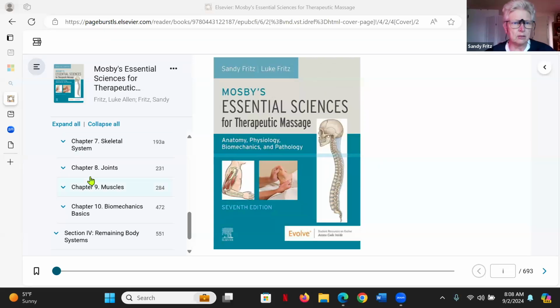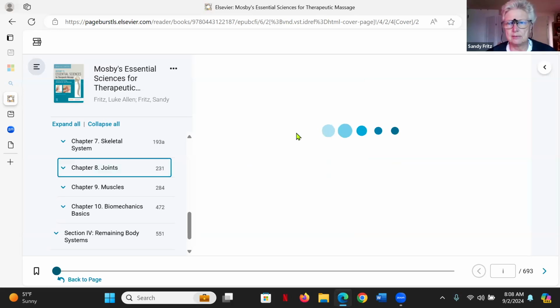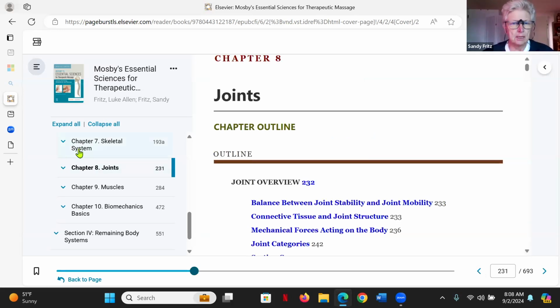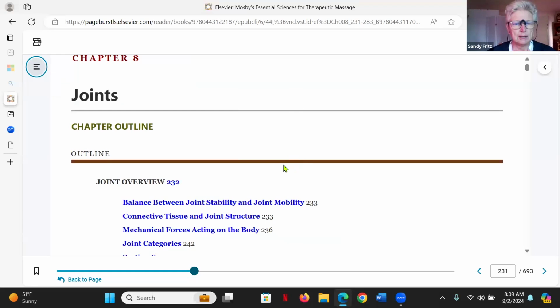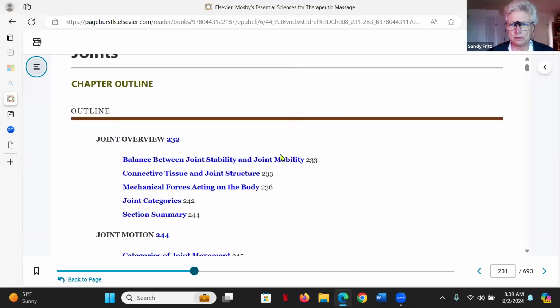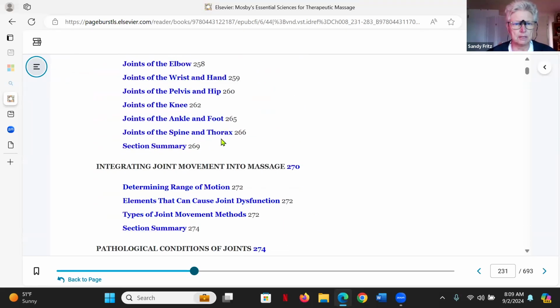So chapter 8, let's open that one up, is the second chapter in our kinesiology section. We just went over the bones, the skeletal system, and now you've got to connect those bones and come up with a variety of different kinds of joints depending upon the shapes of the bones. So let's get rid of the table of contents here. You already know how to work with the features of the textbook, so let's get right to work here.